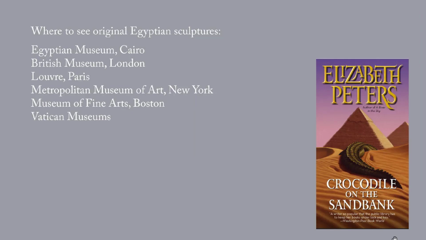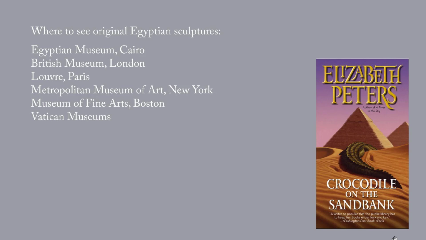Where do you go to see the original Egyptian sculptures? In the blog post, I've given you links to the Egyptian art sections in these museums. The Egyptian Museum in Cairo probably has the most. The British Museum, the Louvre, the Metropolitan Museum, and the Museum of Fine Arts in Boston also have significant collections, partly because it was excavators from Britain, France, and the US who worked on many of the archaeological sites in Egypt in the 19th and early 20th centuries. And the Vatican Museums also has some Egyptian art.